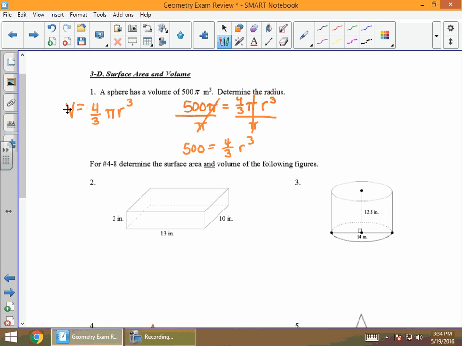And then our algebra tells us that when we want to get rid of the 4/3, I would multiply by the reciprocal, 3/4, and do that to both sides. So the 3's cancel and the 4's cancel. So I have r cubed is equal to 3/4 of 500, which is 375.